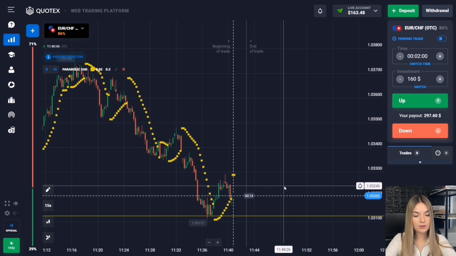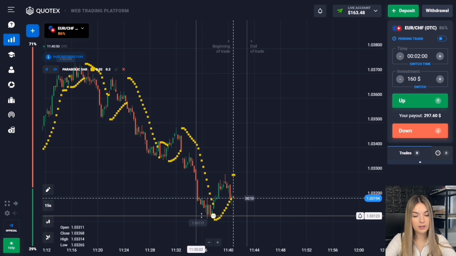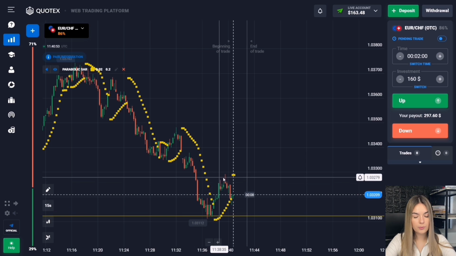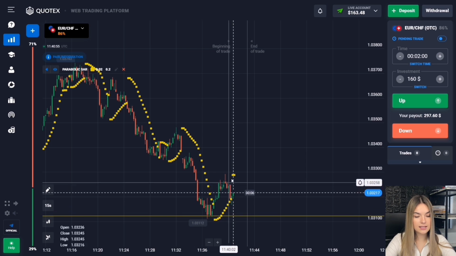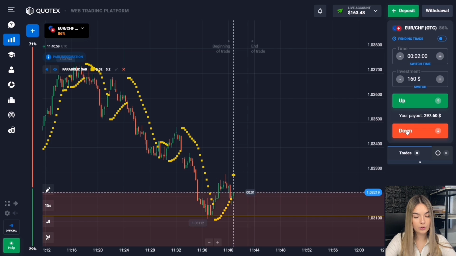Here we also see the level of support. We also see that there was an upward pullback from this level, and after the pullback the price moves back to our level. We also pay attention to our indicator. It tells us that in the near future the price will fall. Here I propose to open a deal for 2 minutes to decrease.